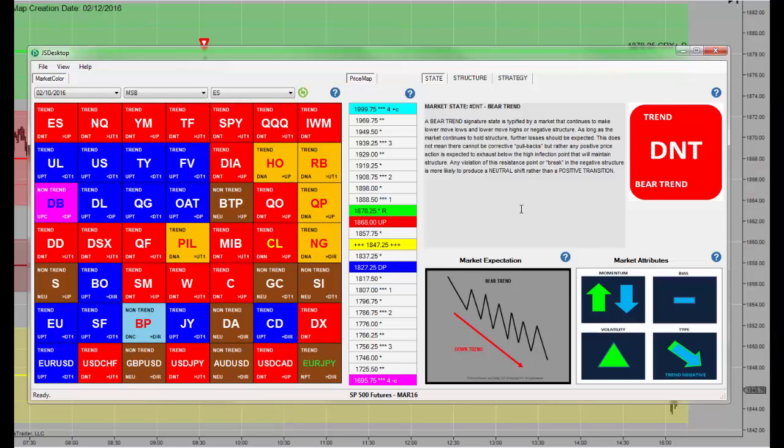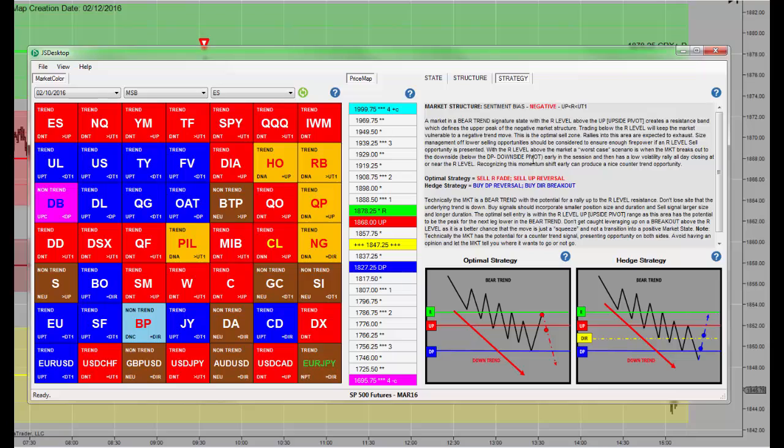So the S&Ps were in a bear trend, and structure was above the market. We had a sell R fade and a sell UP reversal strategy that played out, and we stuck to our theme, an opportunity, and the opportunity was for the potential for this to be the peak of a new leg lower.